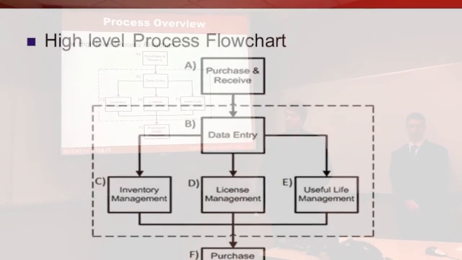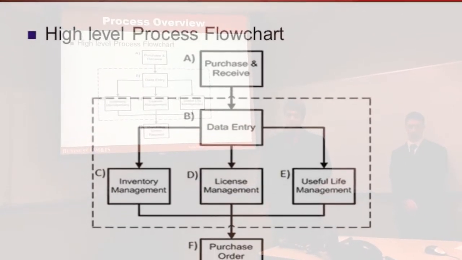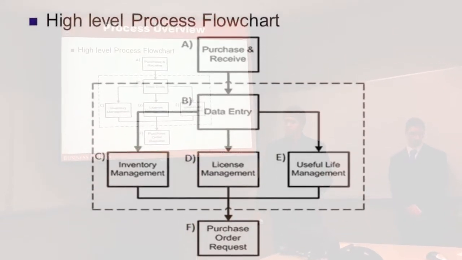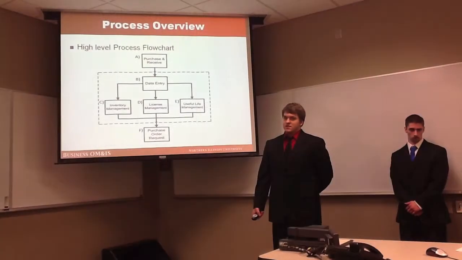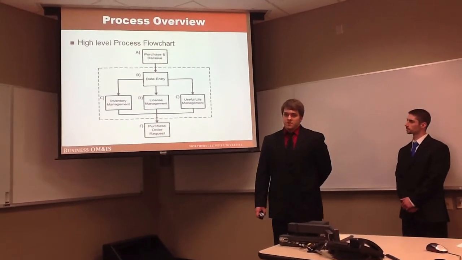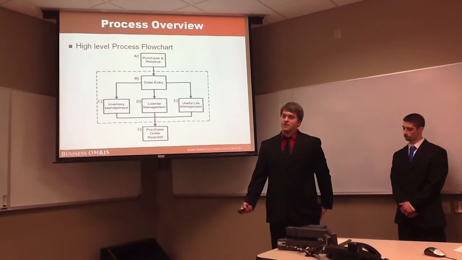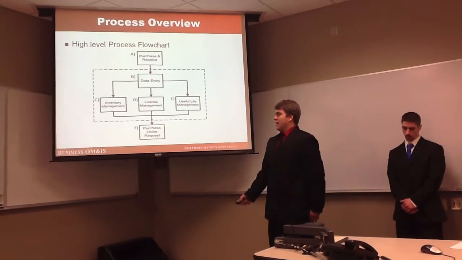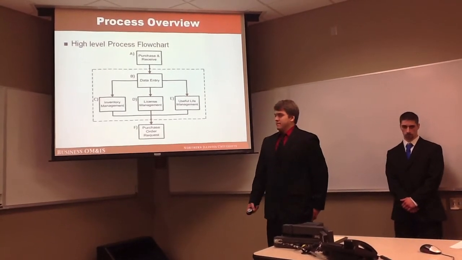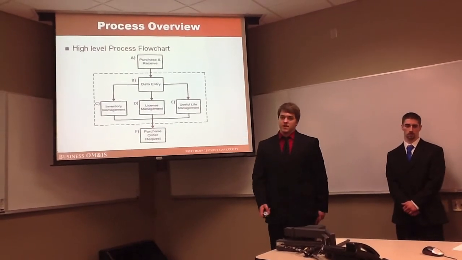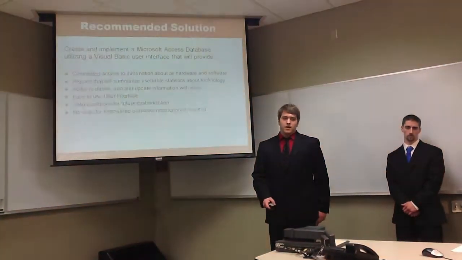They're going to be able to manage their licenses in case their licenses go out of date. They'll be able to quickly notice that and buy new licenses so they can keep using that product. And they're going to be able to manage the useful life of the equipment. So in case equipment is going out of date, they'll be able to replace it easily. After all three managements are queued up by our queries, they'll be able to put in a purchase order so they can easily fix the problem.